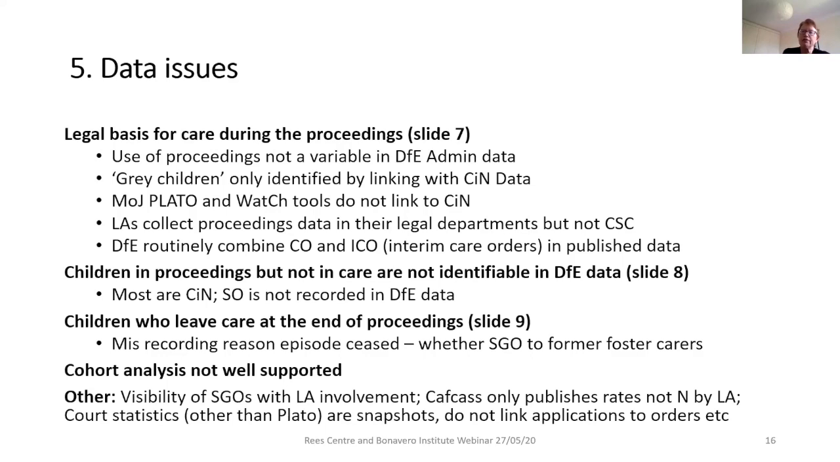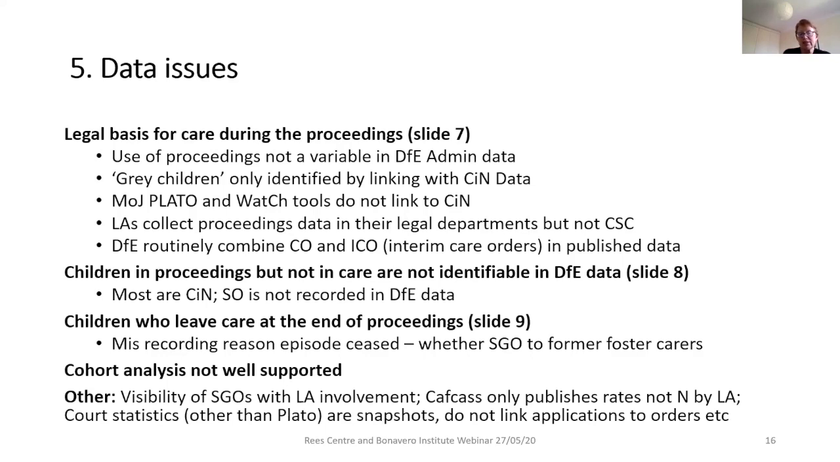CAFCASS does have cohorts, in that it follows through the number of applications and publishes applications each month. And it is able to identify which local authority is involved in each application, but it only publishes rates of applications by local authority per 10,000 child population, rather than numbers. That's the information that goes into the LAIT tool.